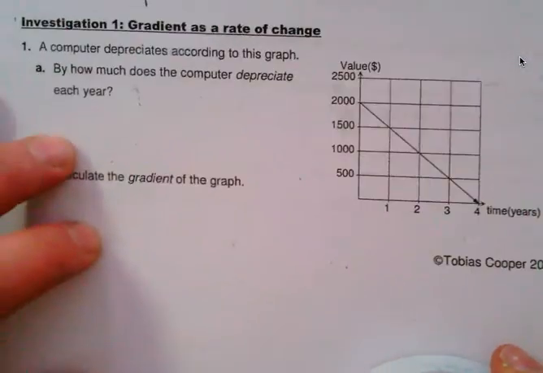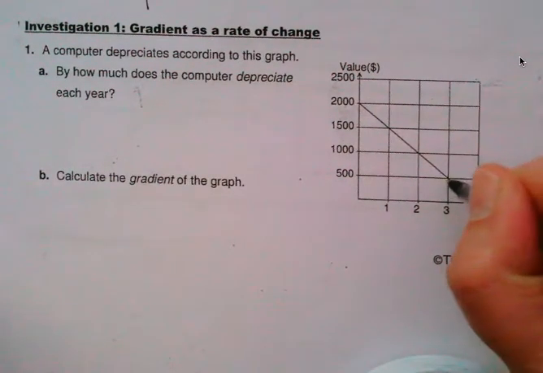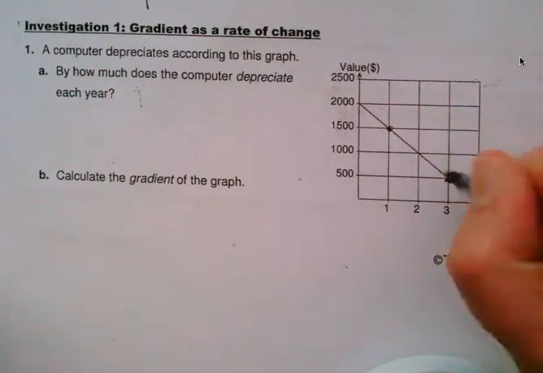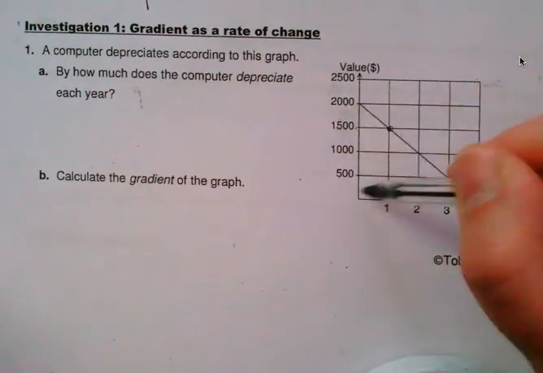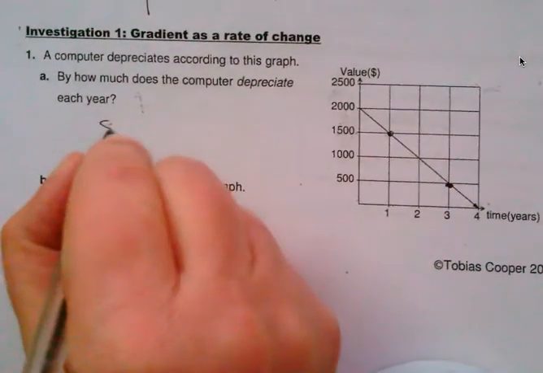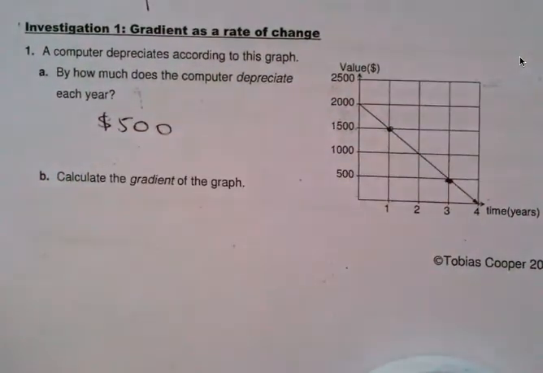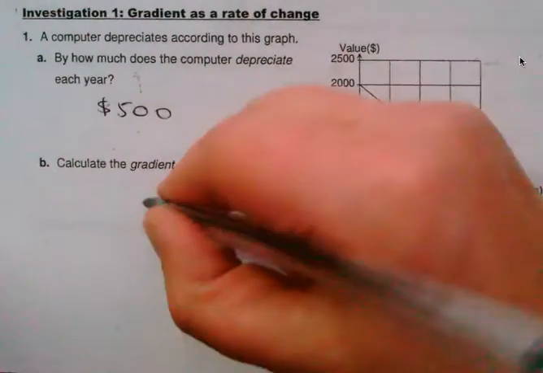Now, let's say we have this graph here and a computer is depreciating in value, just getting you to work out the gradient from what you know. You can pick any 2 points on the graph, it doesn't matter. I might go from there to there. It's obviously negative. It says, by how much does the computer depreciate each year? Just have a look at your graph. How much? 500. And now calculate the gradient of the graph. What do you think the gradient of the graph is going to be?